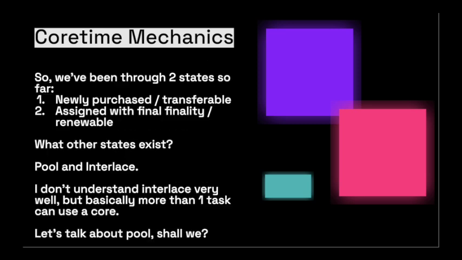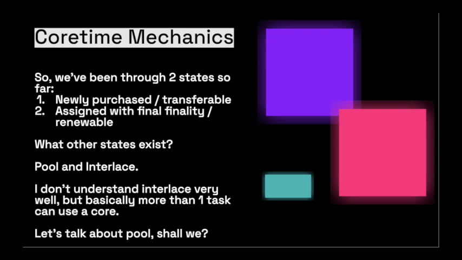So we've been through two states that cars can exist in so far. The first one is the newly purchased / transferable state before you've assigned the car. And then there's the assigned with final finality / is now renewable state that we just spoke about how to do. As far as I can tell, there's two other states that exist. There's pool and interlace.